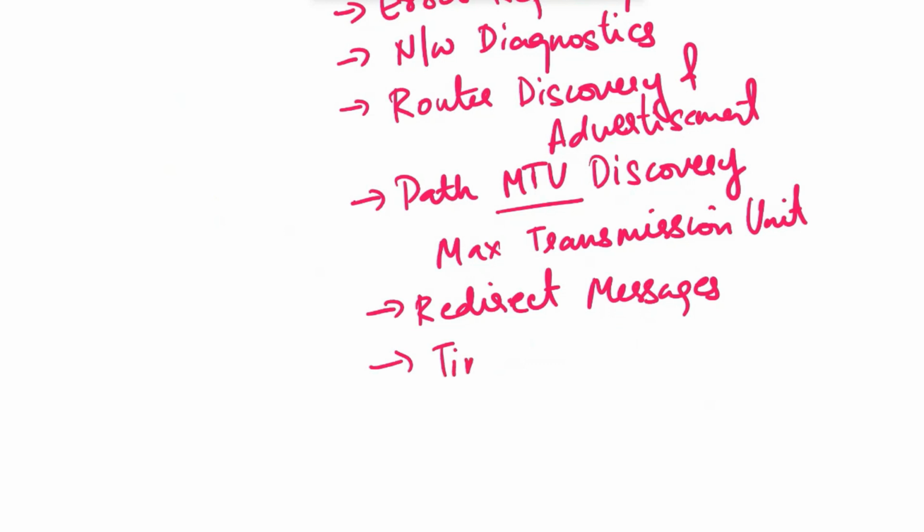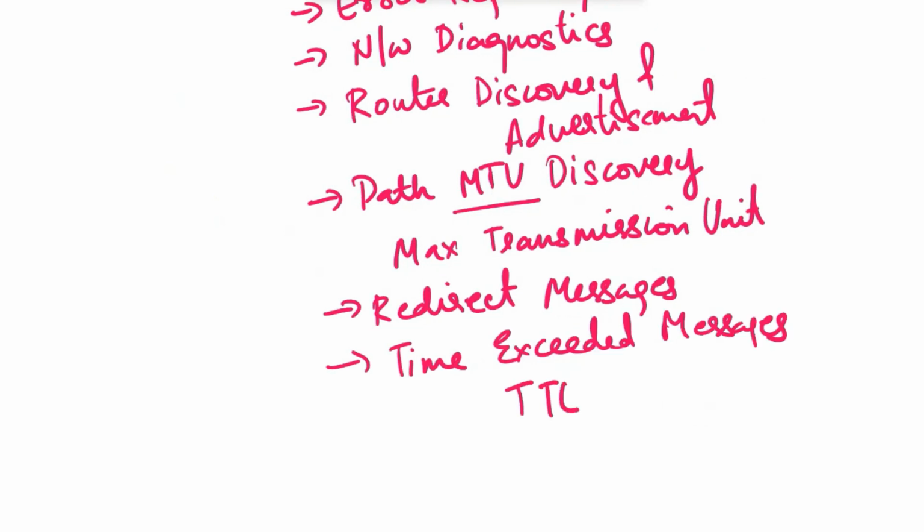Next is time exceeded messages. When a packet's TTL value, that is time to live value, reaches zero, or a fragment of a packet fails to reach its destination within a certain time, ICMP time exceeded messages are generated. These messages help identify routing loops or packet fragmentation issues.